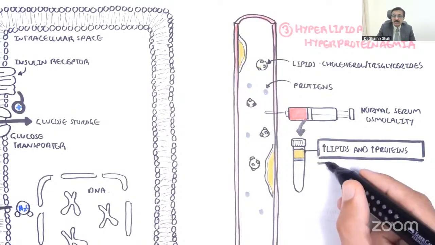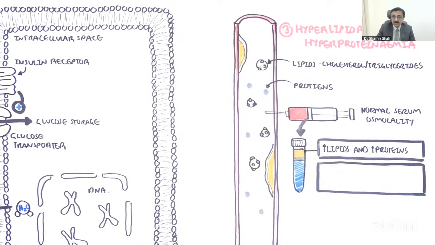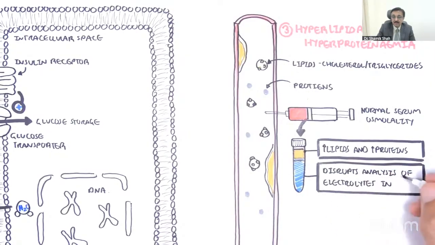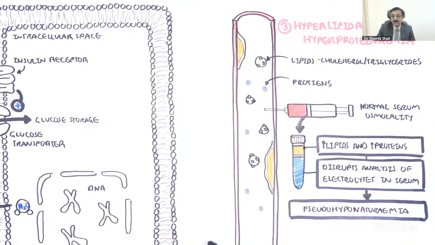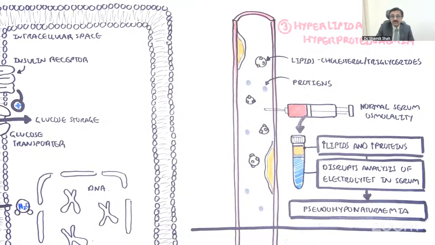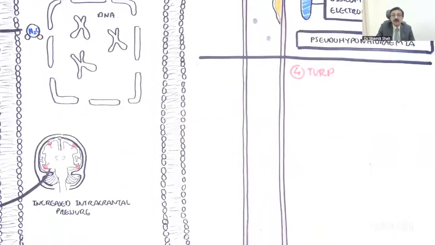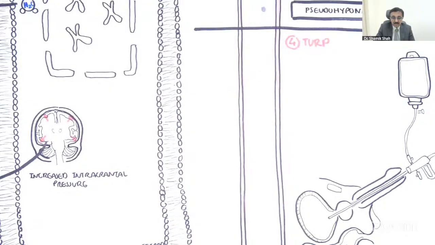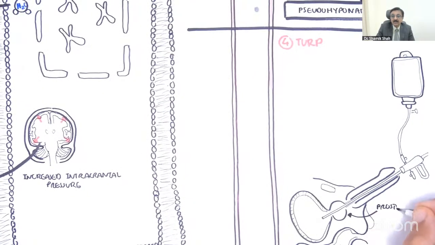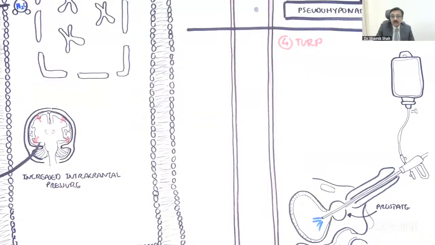And why this happens is when we measure the osmolality and the electrolytes, these high levels of lipids or protein disrupt the analysis of the electrolytes in the serum. So this results in pseudohyponatremia. Another important post-operative cause which we see is after transurethral resection of prostate, where glycine is used for irrigation.